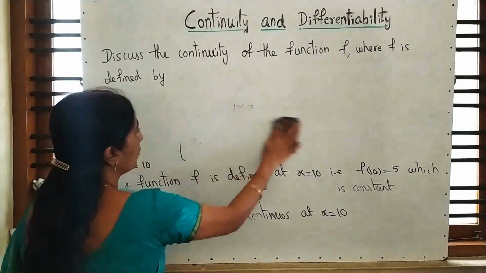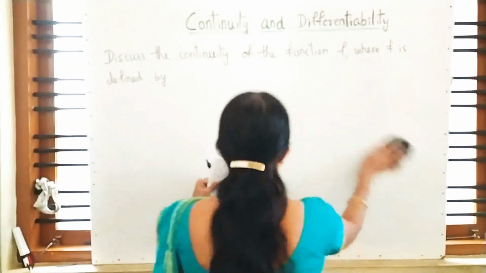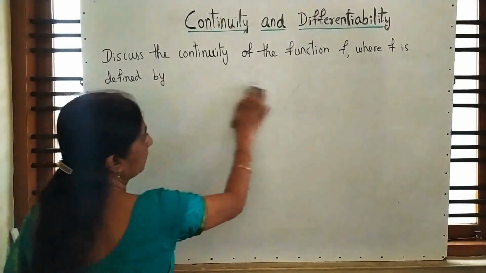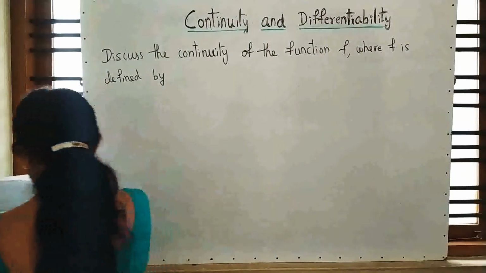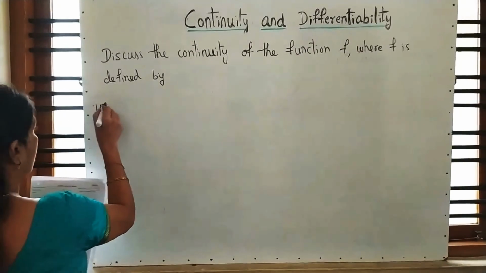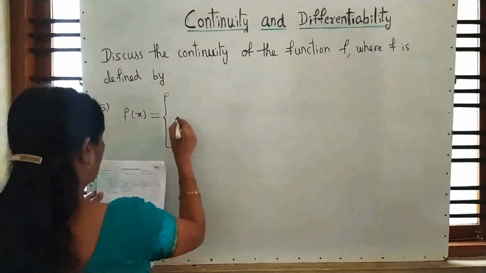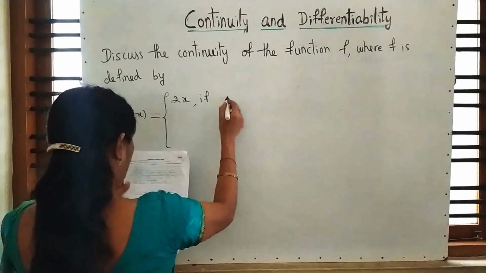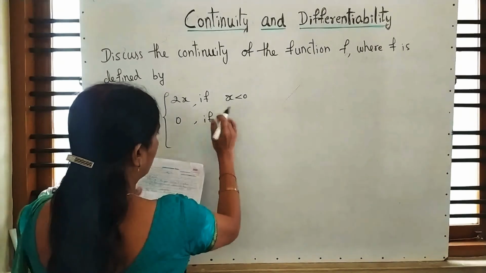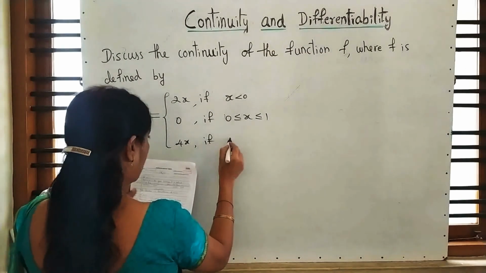In this category, discuss the continuity. 14 I solved. See, moving to the next question, that is the 15th one. f of x is equal to 2x if x is less than 0, 0 if x is lying between 0 and 1, and 4x if x is greater than 1.